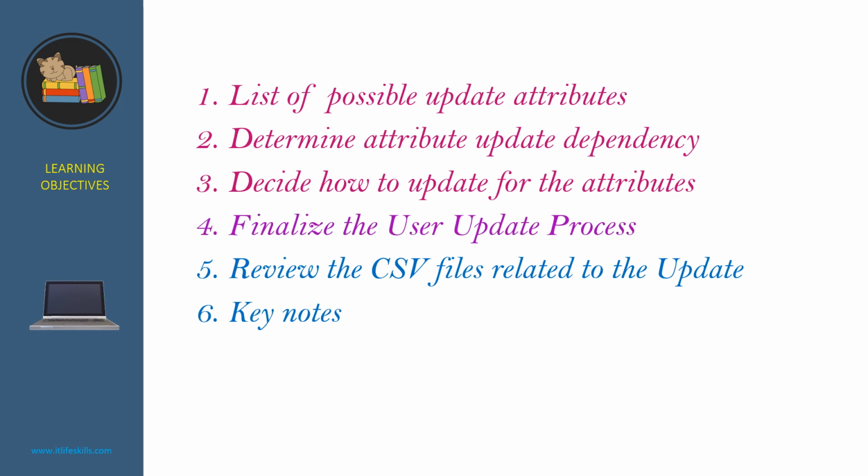Next, we will decide which attributes can be updated automatically and which attributes must be updated manually. After that, we will finalize the user update process. Then we will review the CSV files related to the update. Finally, we sum up our lesson with the keynotes.